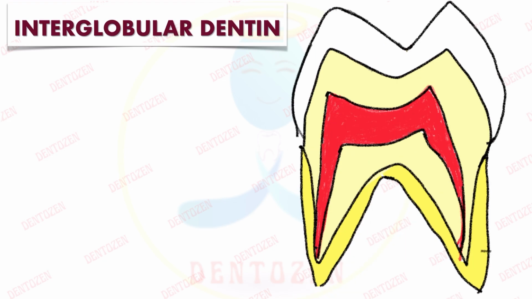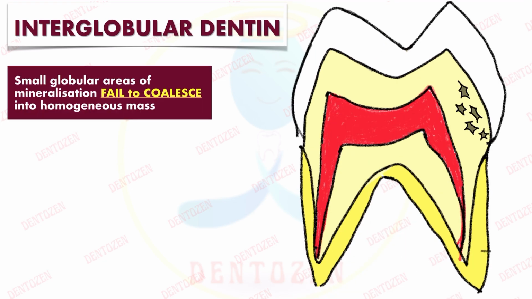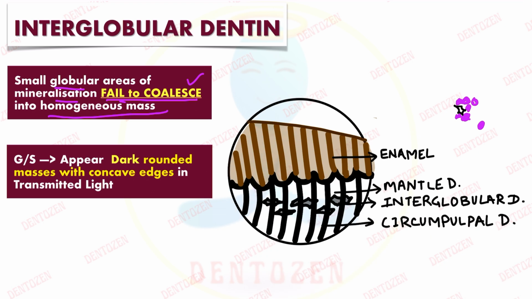Now we come to the second structure, interglobular dentin. So this dentin is formed because small globular areas of mineralization of dentin fail to coalesce into a homogeneous mass. They do not join with each other, and between those masses, between the round structures, there remain dark areas which appear like this, that is dark structures, and these are known as interglobular dentin. So when we have to draw the diagram, we have to show them in the ground section like dark rounded masses, but their edges are concave edges. So they will appear like this with concave edges as we have drawn in the diagram. So that is the appearance.